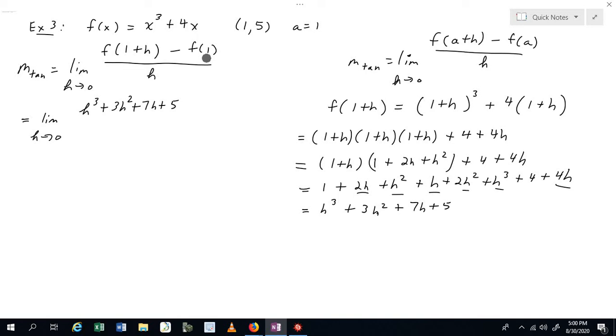Okay, now f evaluated at 1 apparently is equal to 5, but let's just double check that. When I plug a 1 into here, I do get 1 plus 4, so it is 5. Okay, so f evaluated at 1 is 5, and I'm subtracting that off. And then all of this gets divided by h. Now notice these 5's cancel out. Okay, and so we're just left with h cubed plus 3h squared plus 7h, all divided by h. And then we're going to find the limit of that as h goes to 0.